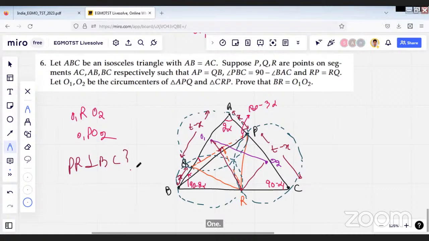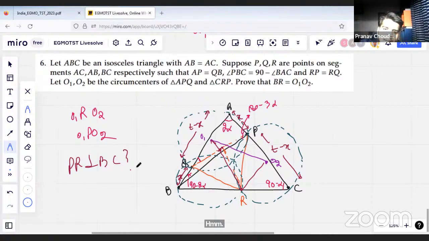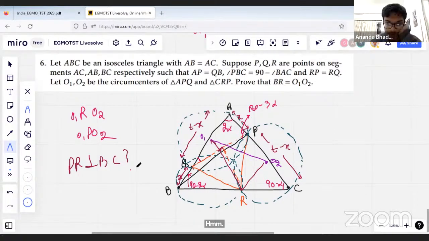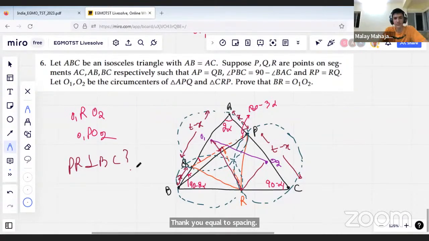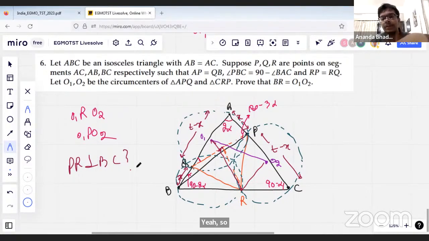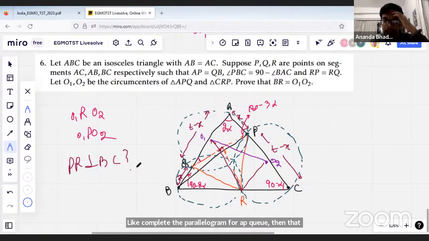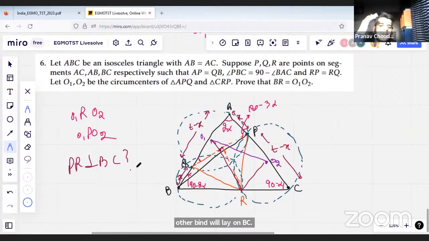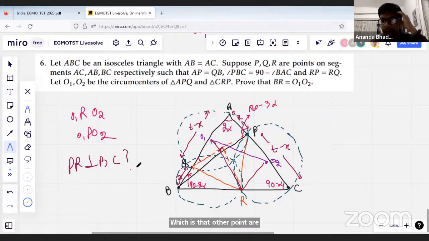Oh wait, we haven't used AP equals AC yet, right? AQ equals PC, right? Yeah. Like AB equals AC, same thing. So one thing you can do is complete the parallelogram. Which parallelogram? Complete the parallelogram for APQ, then that other point will lie on BC. Okay. Wait, is that other point R? I don't think so. It doesn't look so in the diagram, and that would imply AP equals AQ if the other point were R.